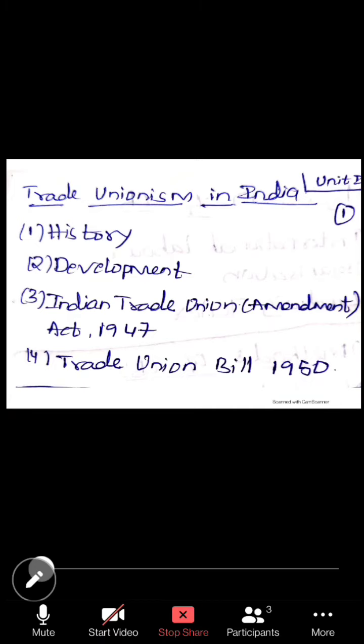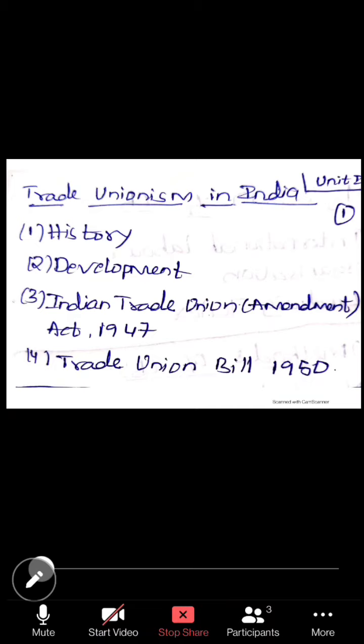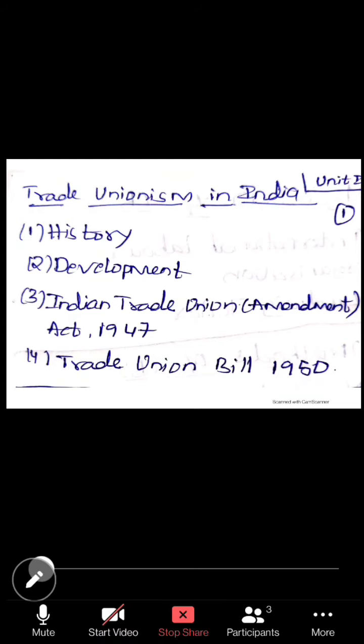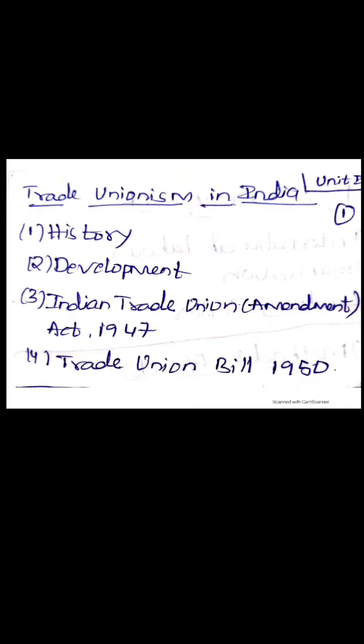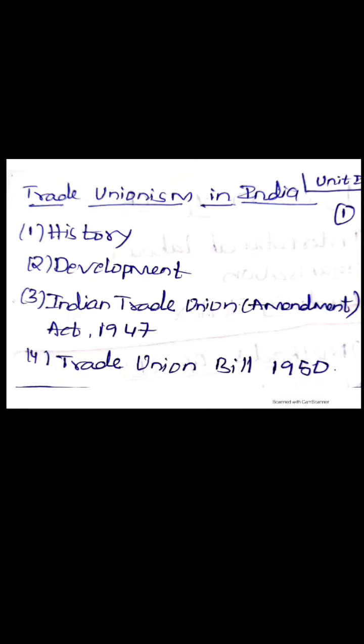Second, development. How did trade unionism develop in India after independence? After independence, the democratic spirit among the laborers started to increase. Mr. N.M. Joshi, the then General Secretary of All India Trade Union Congress, successively moved a resolution for measures by government for protection of trade unions. So the Trade Union Act was enacted in 1926, and it was enforced in 1927.